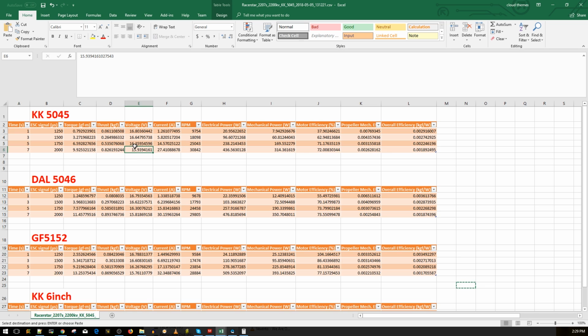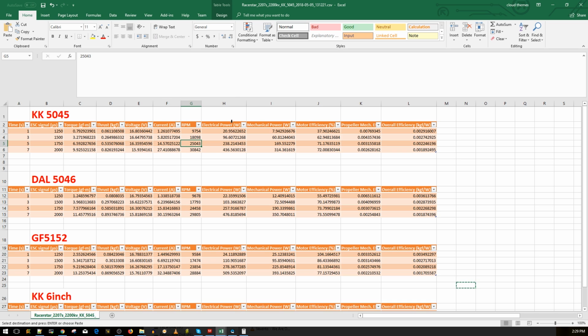Voltage, I got a voltage drop to 15.9 as it was pulling, and it was getting 826 grams of thrust at 27 amps, which is pretty good, actually. It's pretty efficient. Around 75% throttle, we were getting around 535 grams of thrust at 14 amps. So overall, it's pretty efficient.